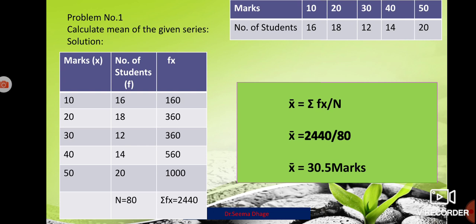After that, we have to apply the formula arithmetic mean or x bar is equal to sigma fx upon n. So, the value of sigma fx is 2440. We have to observe our third column. Then total number of students are 80. So, 2440 divided by 80 is 30.5 marks. Hence, mean of the given series is 30.5 marks.